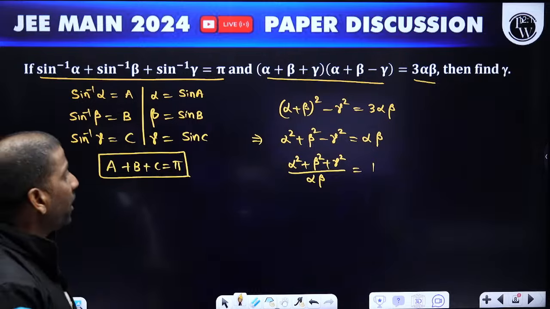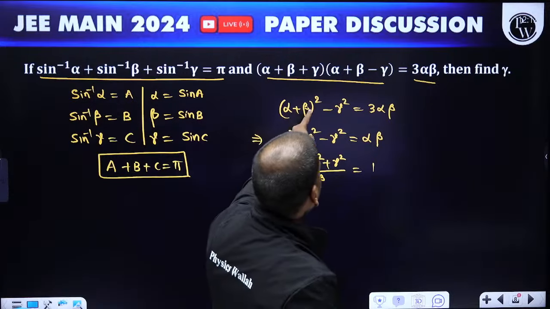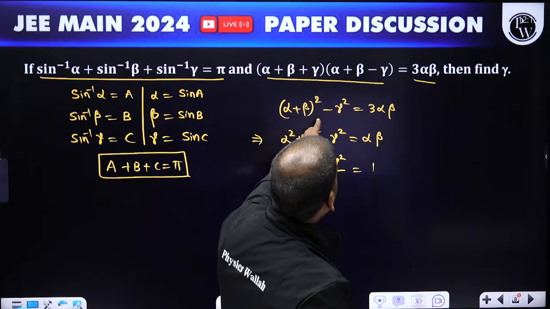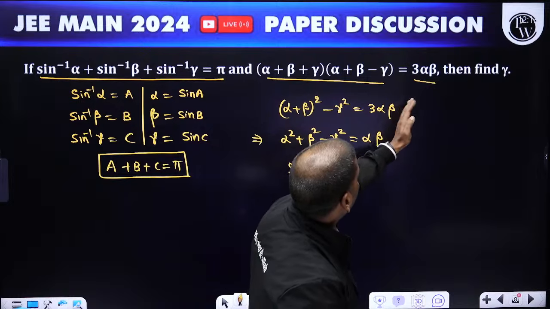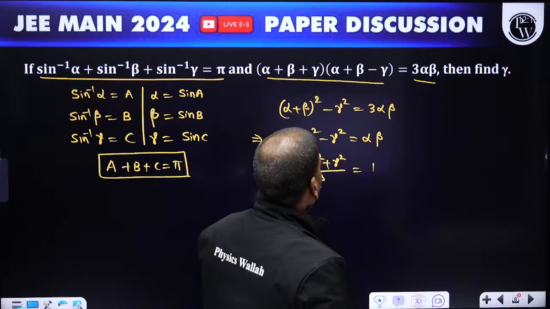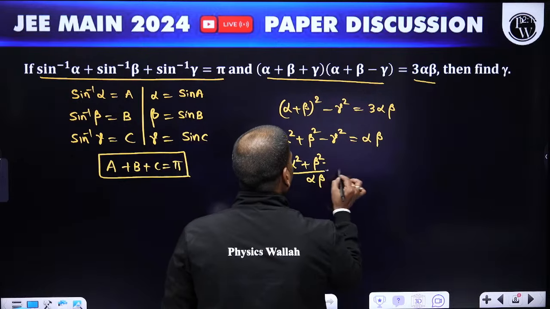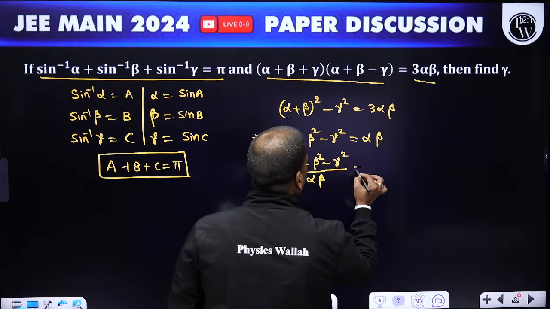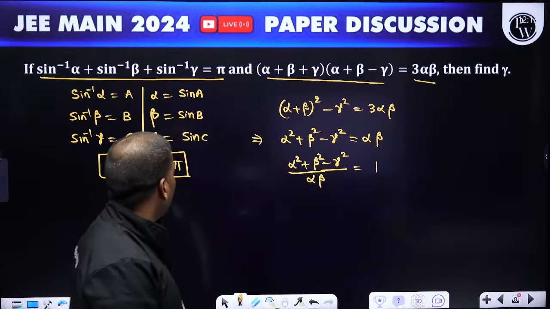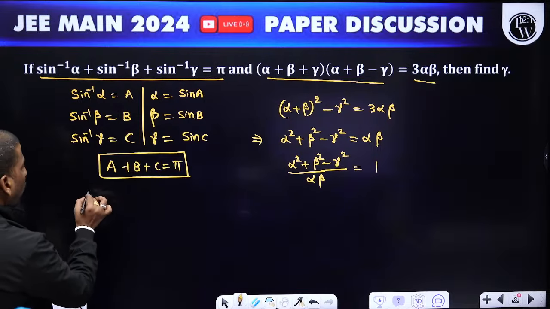Right? So, 3 alpha beta here, alpha square plus beta square plus 2 alpha beta, I have written on the other side, 3 alpha beta minus alpha beta. Right? So now, minus gamma square, which is equal to 1. What is alpha? Alpha is sin A.